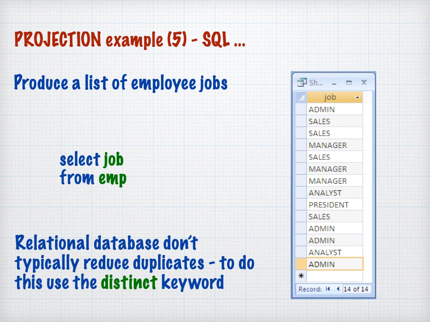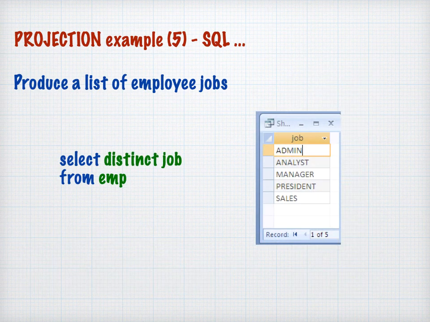If we just wanted to see the unique, the distinct jobs, we would actually have to use the distinct keyword. And what we would do is we would put that in front of the attribute, something like this. And that would give us the unique, the distinct jobs.